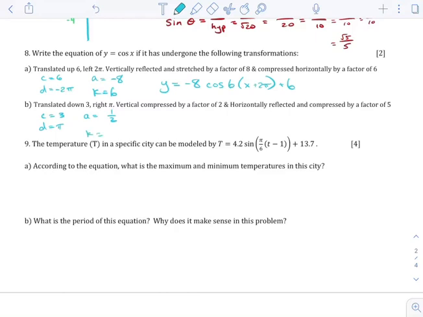And k says it is horizontally reflected, so I know k is negative, and compressed by a factor of 5. So when we compress horizontally, I know that it has to be bigger than 1, and it's 5 times bigger than 1. So same idea, y is equal to 1/2 cos negative 5, x minus pi, plus 3. That's our equation.